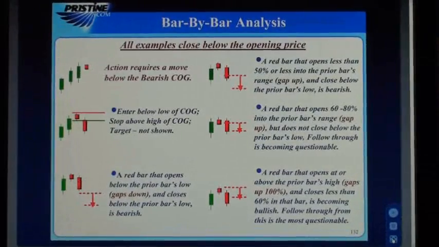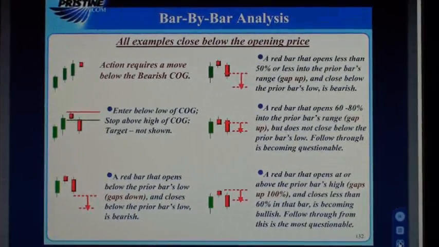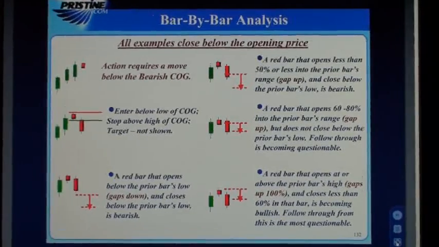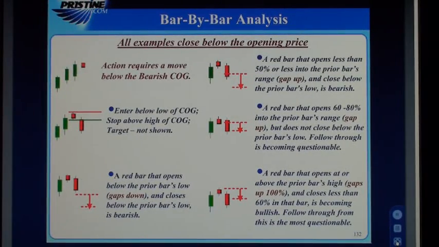Lastly, with our example on the lower right, we have a red bar that opens at or above the prior bar's high, or gaps up 100%, and closes less than 60% into that bar. Right, this is becoming bullish. The size of the gap up, the lack of retracement into the prior red bar, tells us that demand is picking up. Now on the next bar, we need to see prices break lower under this bar and under the prior red bar. If it doesn't, right, this is telling us that buyers are continuing to step up, and the odds are that our trade is not working. This is the most questionable of the bearish setups.